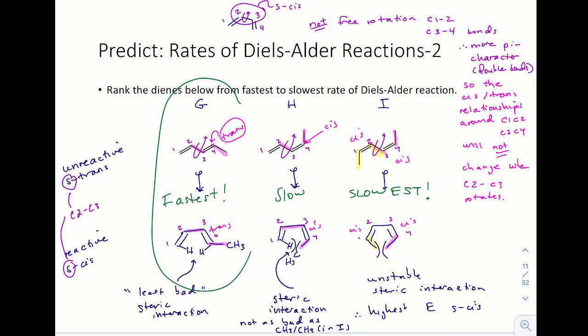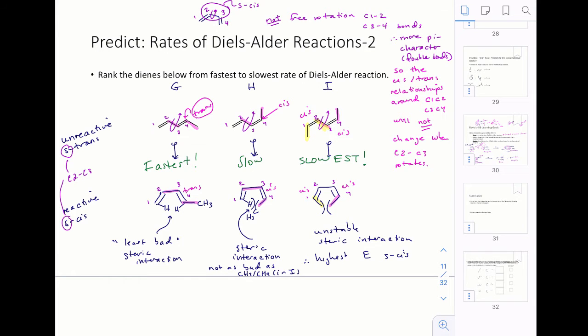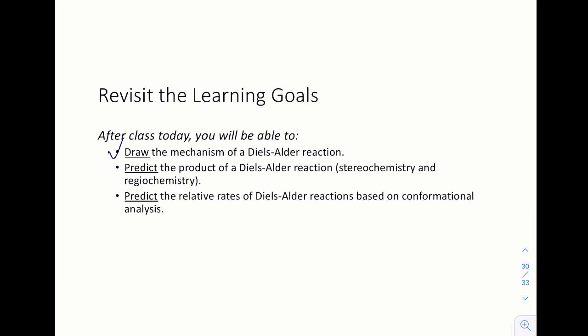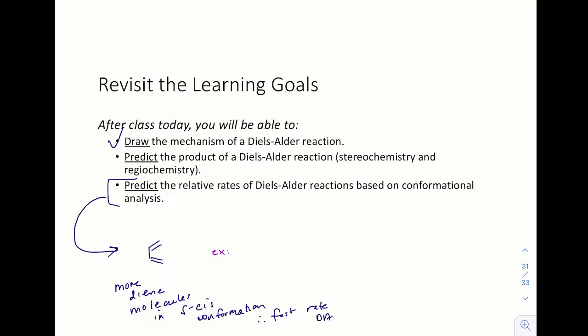Diene G will react the fastest in the Diels-Alder reaction, followed by H and followed by I. We should revisit the learning goals. We've drawn the mechanism of a Diels-Alder reaction, and we're working on predicting the relative rates of Diels-Alder reactions based on conformational analysis. So we've learned that more diene molecules in the S-cis conformation means a faster rate of Diels-Alder.